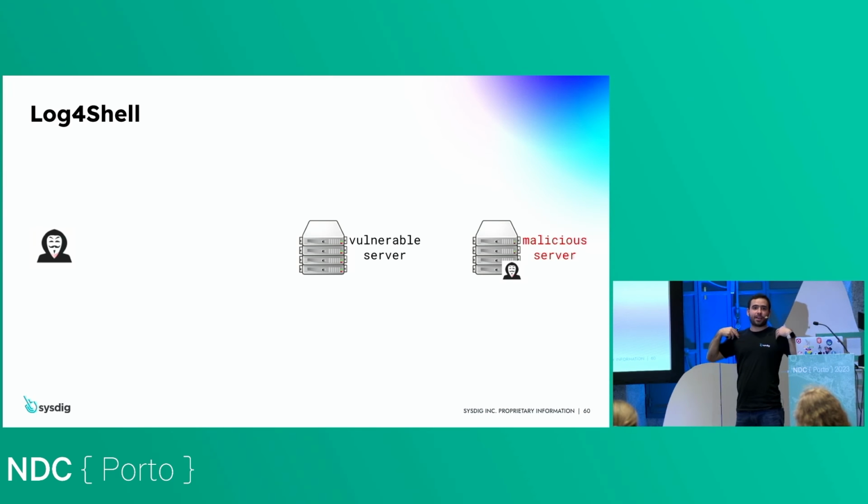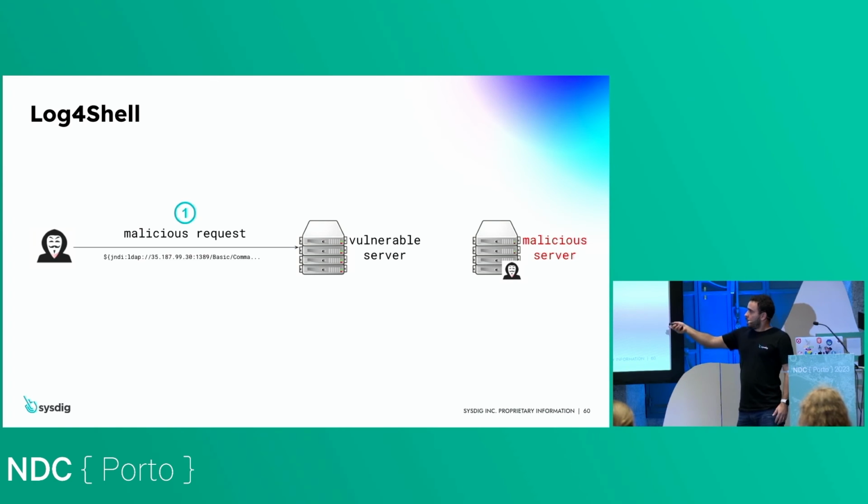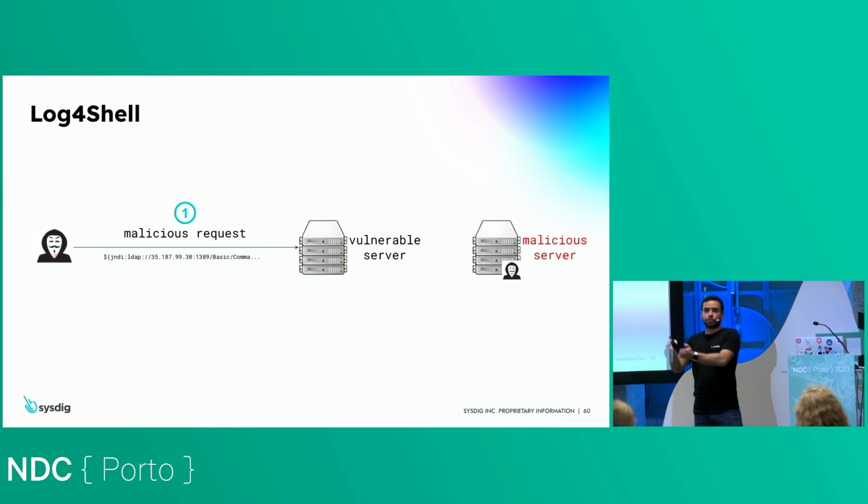All right, so I'm an attacker. I have a vulnerable server. What I'm going to do is start a malicious server, right? This is, in my example, going to be an LDAP server that's going to be serving malicious Java class files. As an attacker, I'm going to send a malicious request to the vulnerable server. The vulnerable server is a Spring Boot application, a Java application that has log4j. And every time a user tries to log into that application, it logs user X failed to log in.